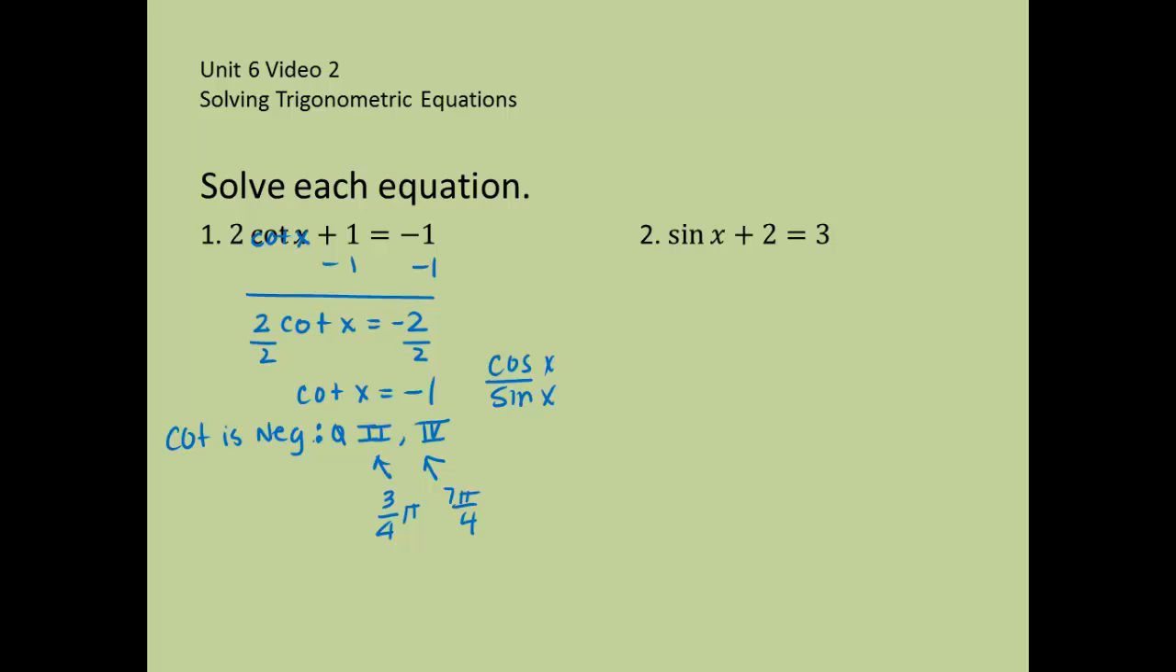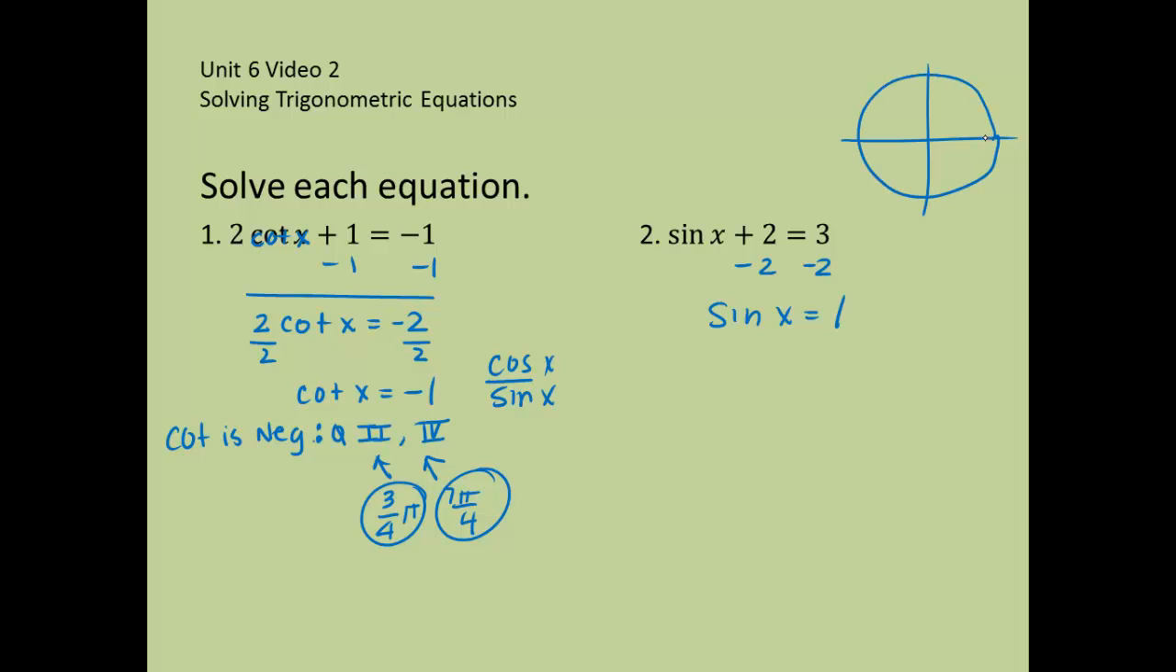Number 2. Oh, sorry, those are my answers for x. My 2 values are 3 pi over 4 and 7 pi over 4. I was getting so excited I didn't answer the question. Next one, we're going to subtract 2, leaving me with the sine of x to equal +1. Well, there's actually one place on our coordinate unit circle here where the sine value will be +1. My sine value is +1 on a quadrantal angle up here, so x will equal pi over 2.